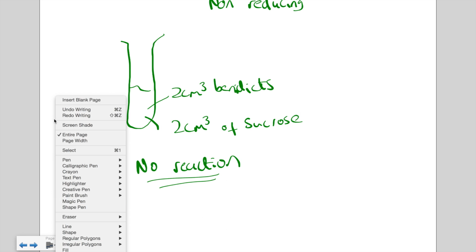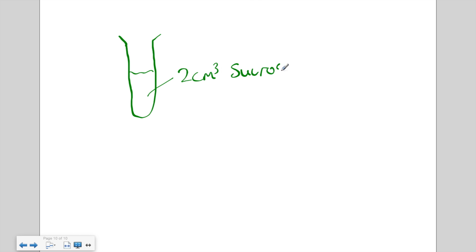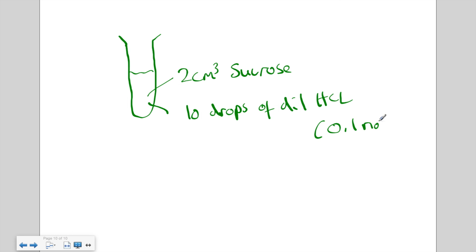The next stage would be to add 2 centimeters cubed of your suspected sucrose and 10 drops we used of dilute HCl, which I think was 0.1 molar. It's supposed to be a 3.